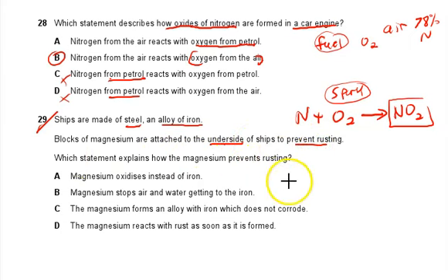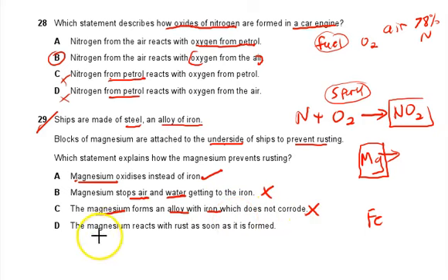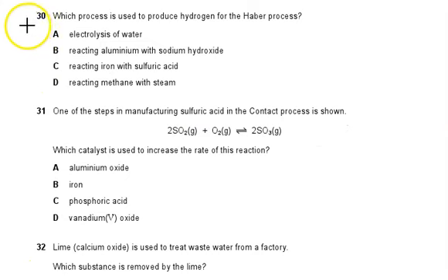Magnesium oxidized instead of iron. This one is correct. Let us look at the next one. Magnesium stops air and water getting to the iron. Wrong. Magnesium forms an alloy with iron which does not corrode. This is wrong. The aluminium reacts with rust as soon as it is formed. This is also wrong. So your best answer here will be A. I hope you understand this. Now let us go to question number 30.